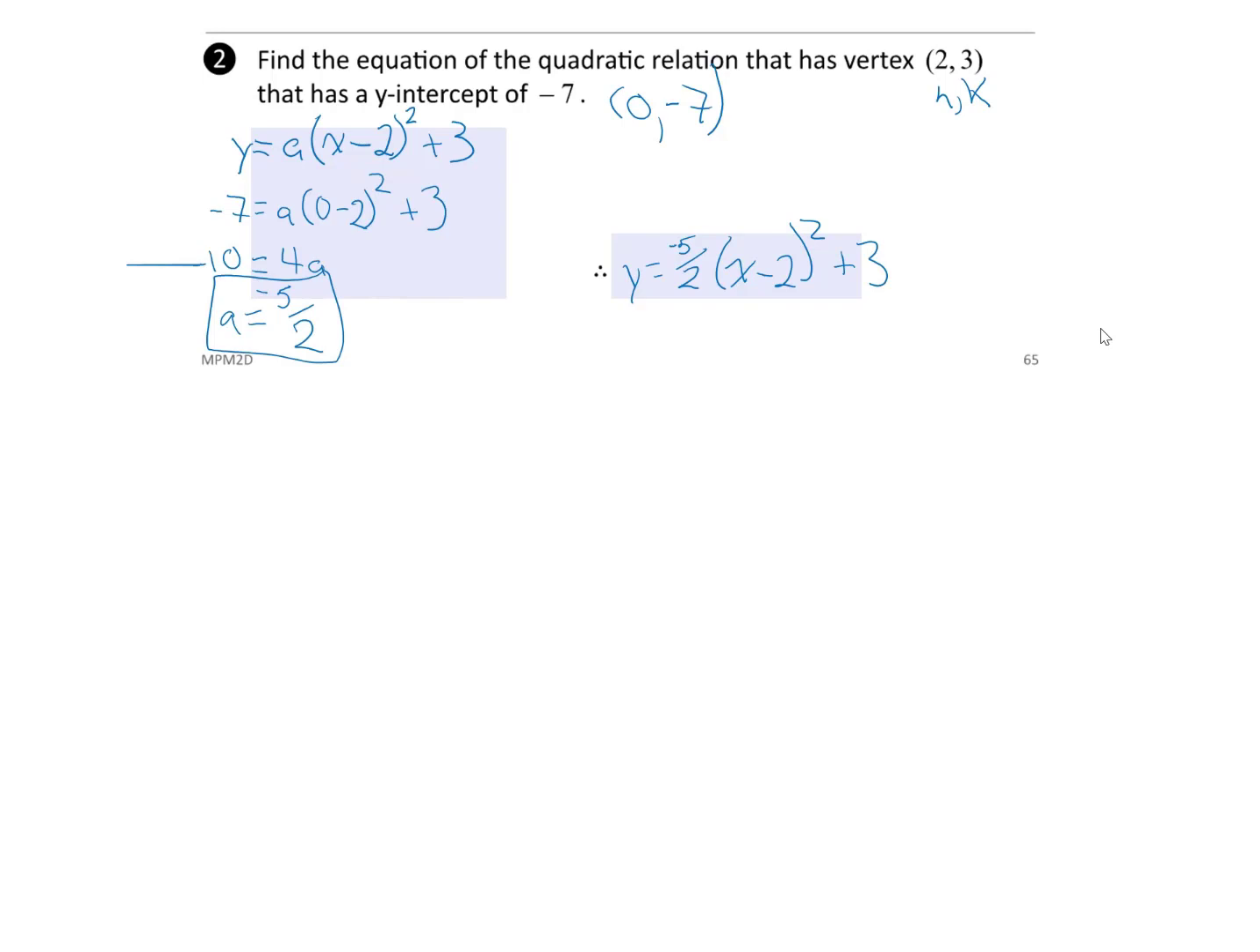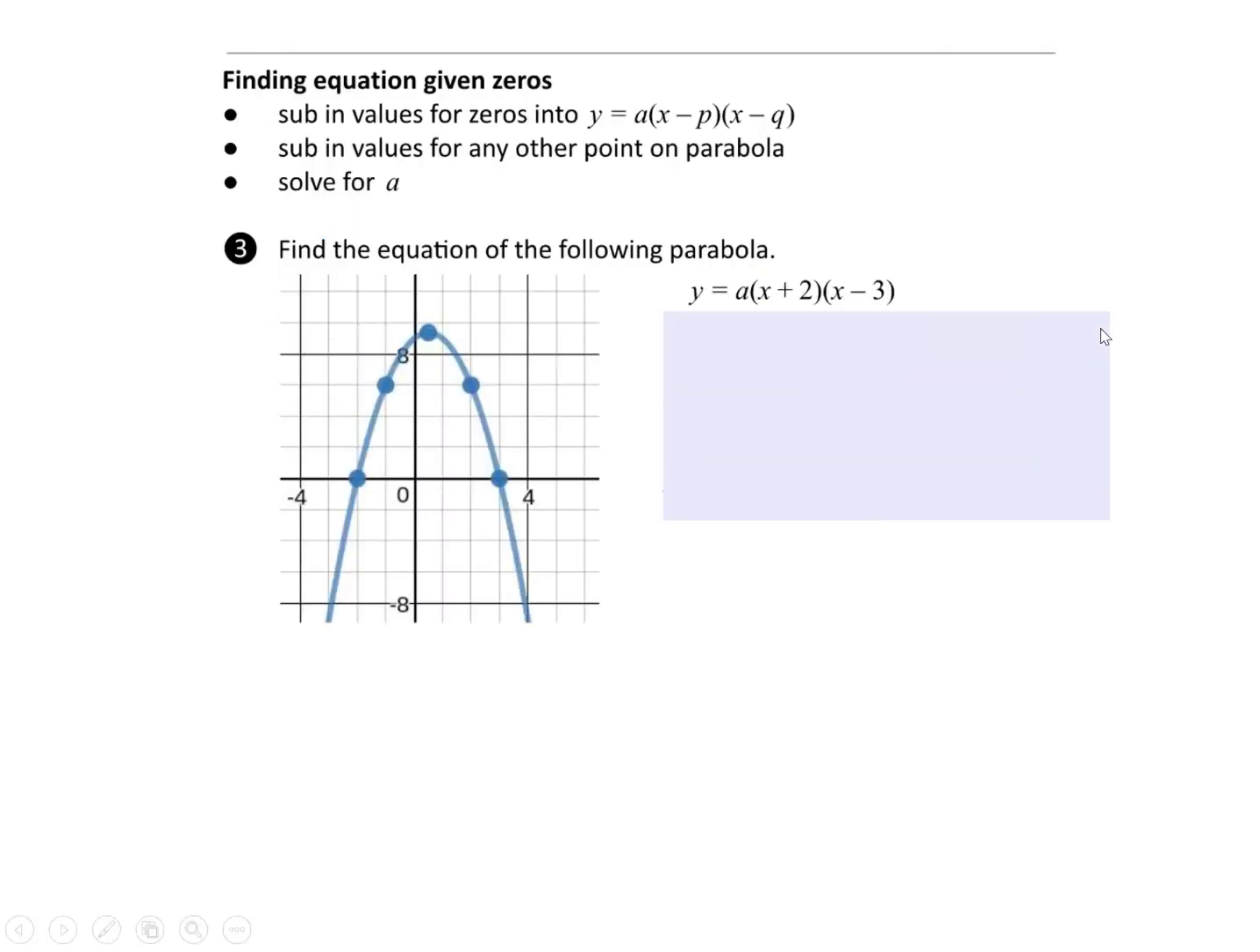What's fascinating about this is your a value is a fraction. So being able to count out your step pattern might not work that nicely here, because fractions are very difficult to count on a graph. That's why you need to know this method. Okay, next slide.